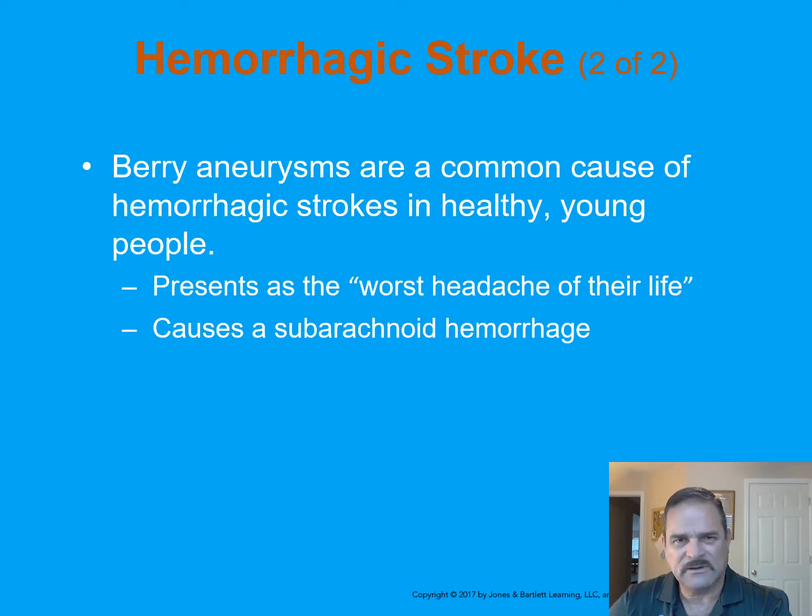All right, so berry aneurysms are a common cause of hemorrhagic strokes in healthy young people. It presents as the worst headache of their life, and then eventually it ruptures and causes a subarachnoid hemorrhage. That's below the arachnoid space, hence the name subarachnoid.